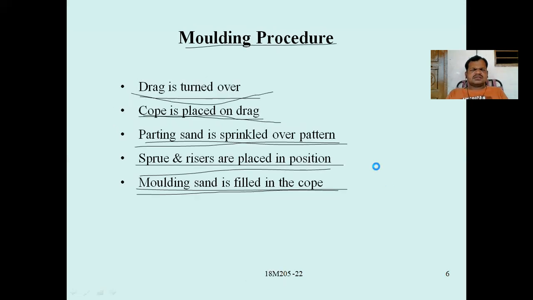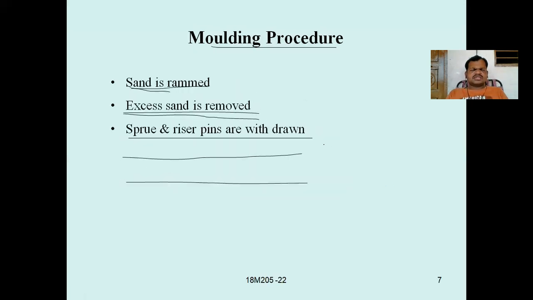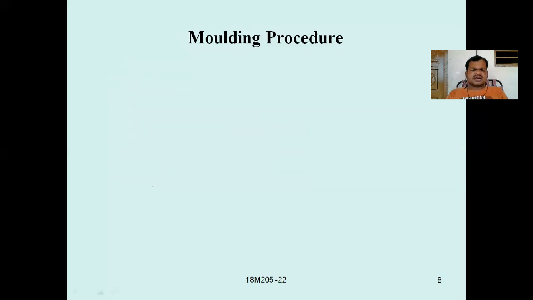Once again, molding procedure: sand is rammed, excess sand is removed, and sprue and riser pins are withdrawn. The cope is lifted off and set aside. The pattern is withdrawn from the drag. Next, coming to the molding procedure.